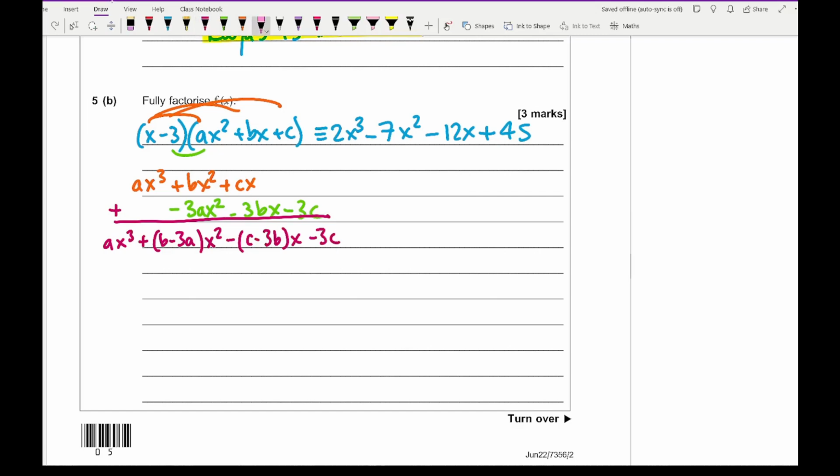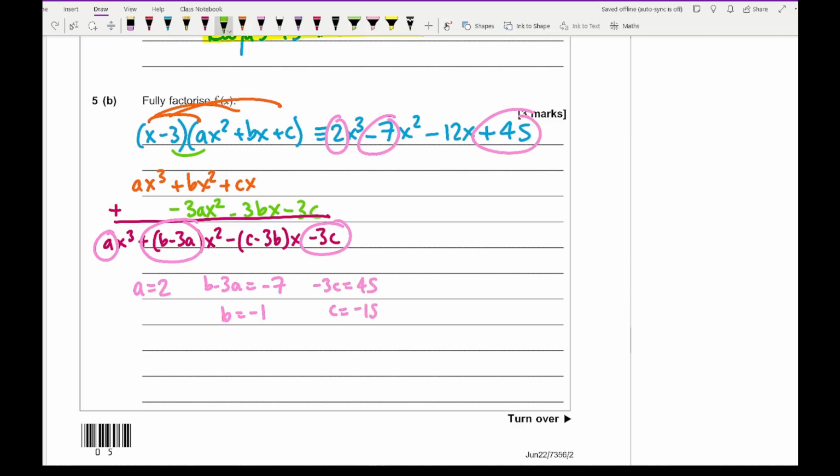Then comparing the coefficients, I get a equals 2. I get b minus 3a equals minus 7, so therefore b is going to equal minus 1, and minus 3c equals 45, so c equals minus 15.